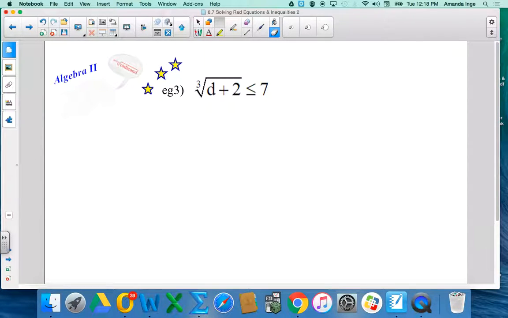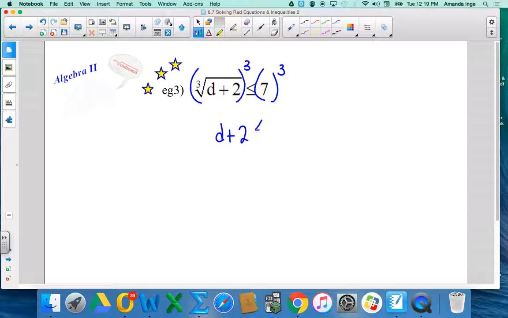What kind of index does it have, odd or even? Odd. You only need a restriction if it has an even index, because you can have a negative number underneath the radical sign when the index is odd. That's why I have stars by it. I want you to make sure you understand that. We have to cube both sides. So what's 7 cubed, y'all? 343. Is that right? Yes.